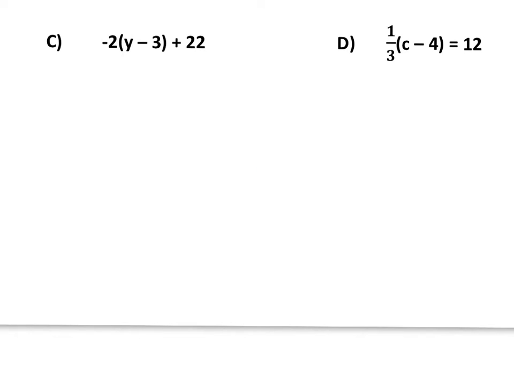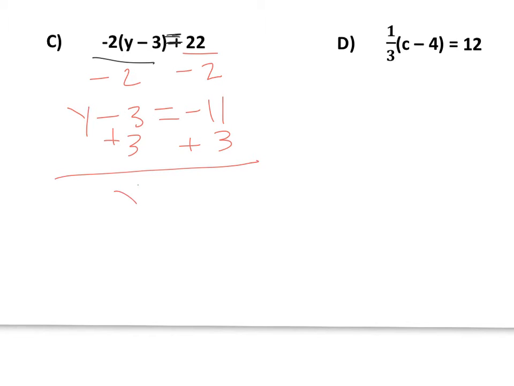Now for question C, we're going to first correct this problem. It should be an equal sign, an addition symbol. And we are going to divide each side by negative 2. And we're left with y minus 3 equals 22 divided by negative 2, and that's negative 11. We can then add 3 to each side, and we're left with y equals negative 8. And of course, we can check our solution by substituting negative 8 into the problem. So negative 8 minus 3 is negative 11. Negative 11 times negative 2 is positive 22.